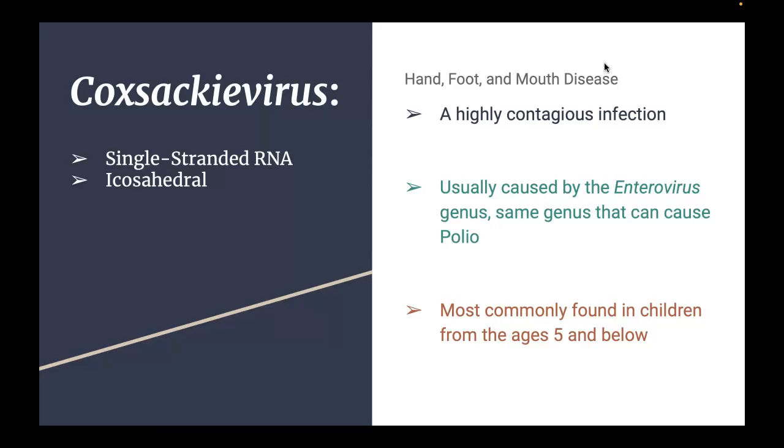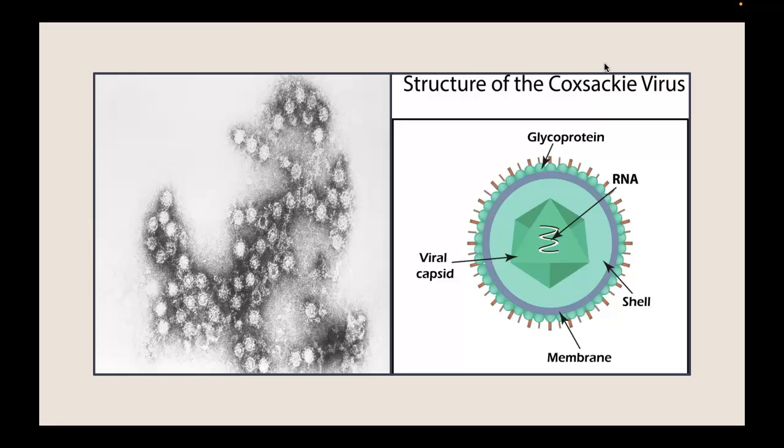Usually, you don't see it past the age of 10 because by around there, we've developed the antibodies to fight it. But again, it can happen in anyone. So here's what it actually looks like over on the left. And then on the right, we have the structure of it. You can see the single RNA strand inside the viral capsid, and then you can see the protein spikes on the outside.